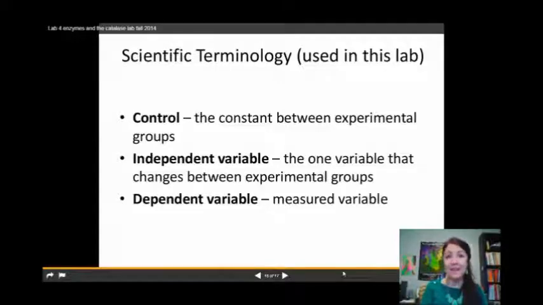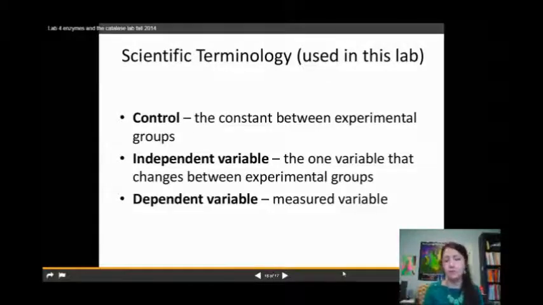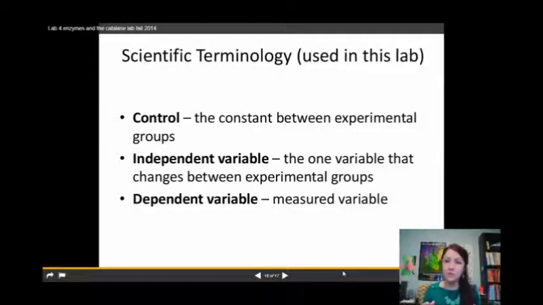So today in lab, or well, next week, usually it would be today, sorry, I get so used to saying things. The scientific terminology that we're going to use in this lab are things that we're going to use throughout lab this entire semester. And you should know what these three things mean.